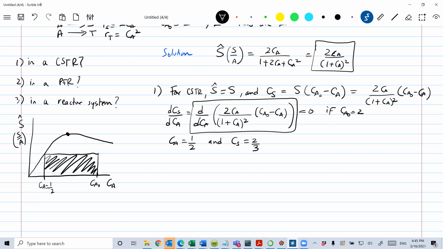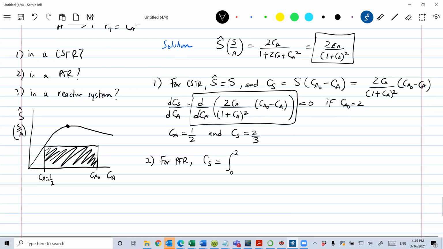So the next question is, what would happen in a PFR? So we're going to go back to our equation where Cs is equal to. Now, let me draw this again so you can get an idea of what's happening here.